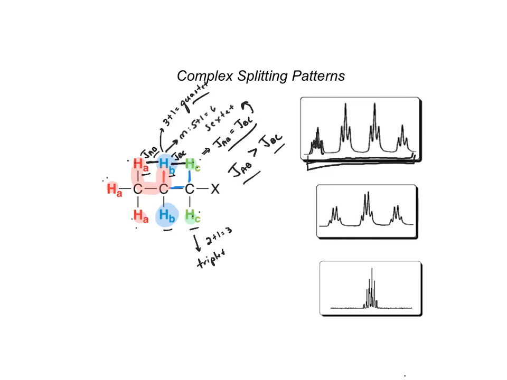So now that's if JAB, the coupling constant between A and B, is much larger than the coupling constant between B and C. If, on the other hand, JBC was much larger than the coupling constant between AB, instead of a quartet of triplets, we would expect a triplet of quartets, right? So this is a quartet of triplets.